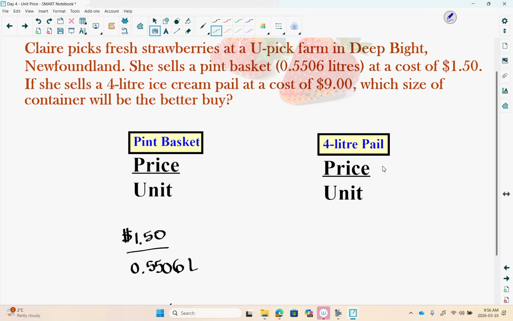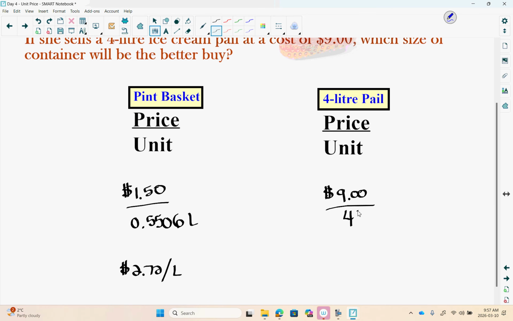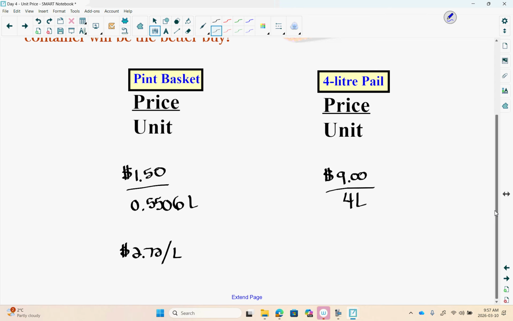Great suggestion. Another way is to do the unit price for the 4-liter pail. Okay, so what's the dollar amount for the 4-liter pail? What number goes on top in this fraction? $9. I'm going to divide it by how many liters? 4. And if I go 9 divided by 4, I get 2.25. $2.25 per what? Liter.